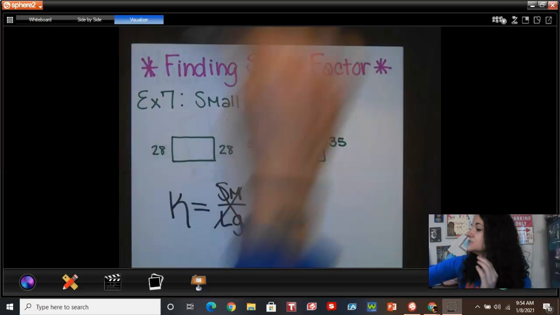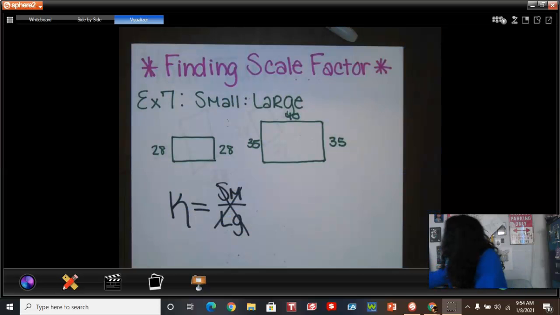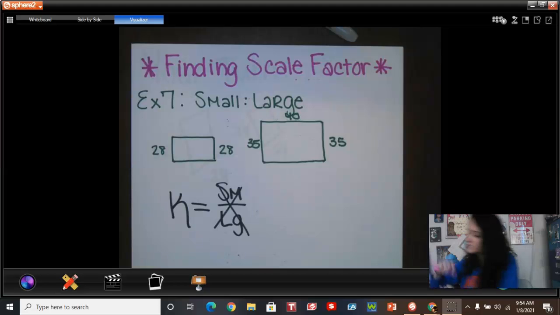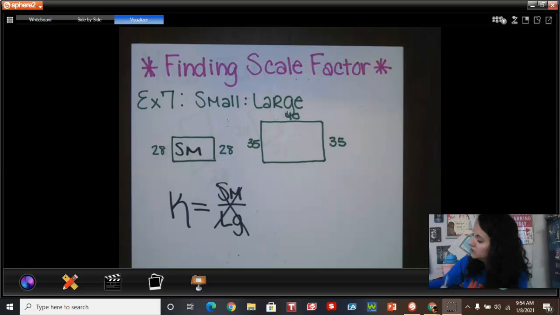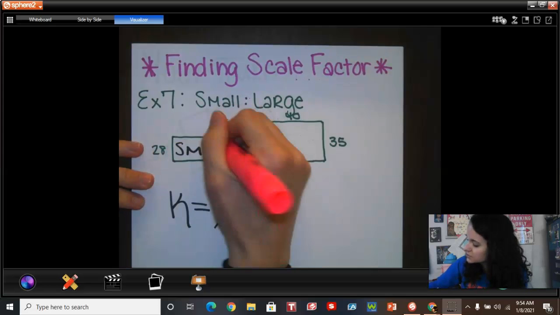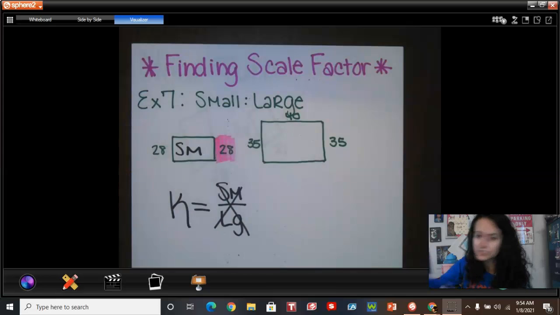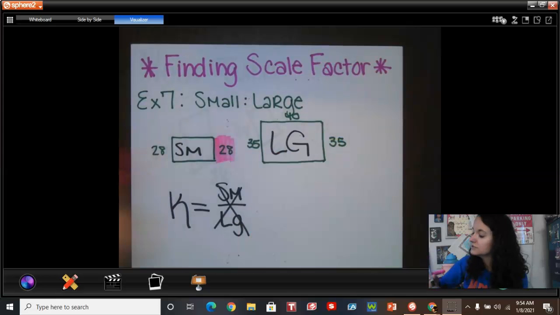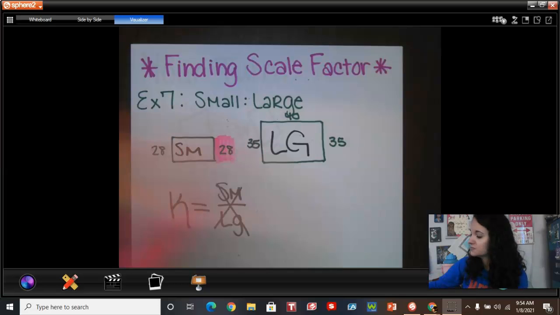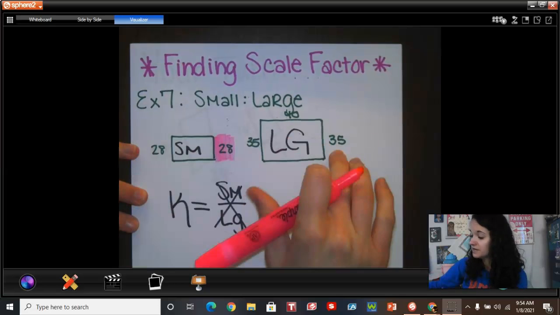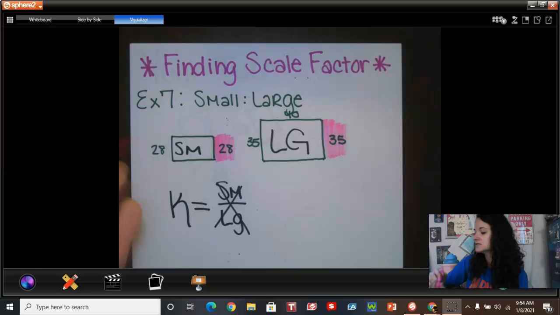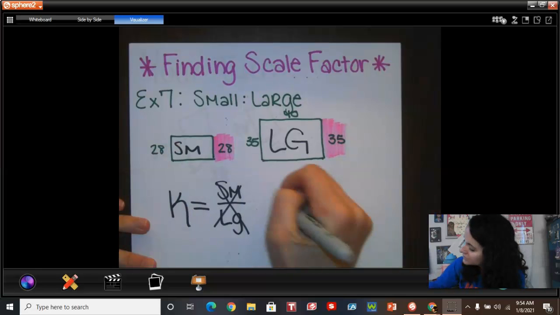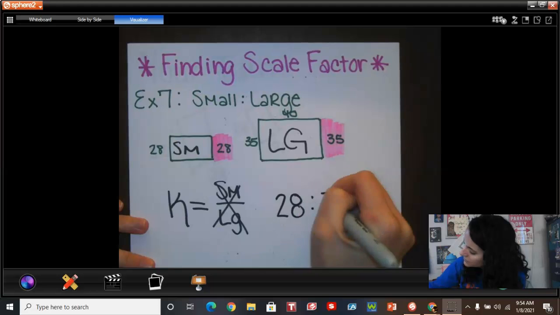So the important thing here is to identify corresponding means they're in the same location. So we're looking for things that are in the same spot. So if I look at my small figure, this is obviously my small, because he's tiny. We only know these sides that are 28, right? So what I want to do is I want to see over here on my large figure, which one matches up with 28. Does 40? No. Does 35? Yes, it does. 35 matches up with 28. So what you're thinking, okay, our scale factor is 28 to 35.